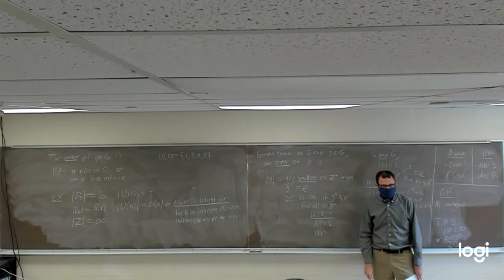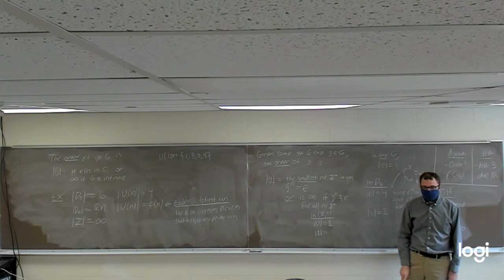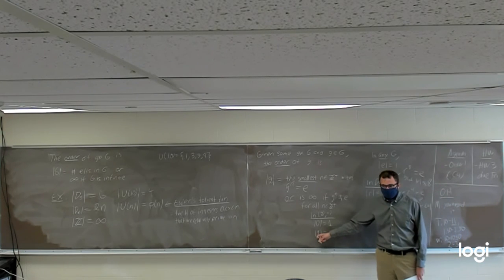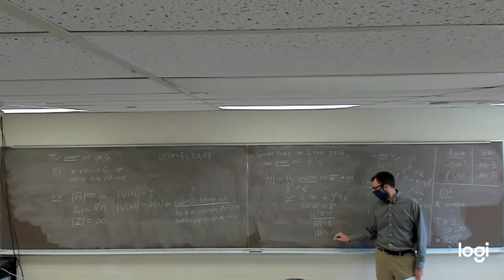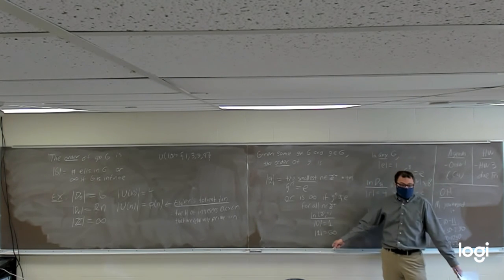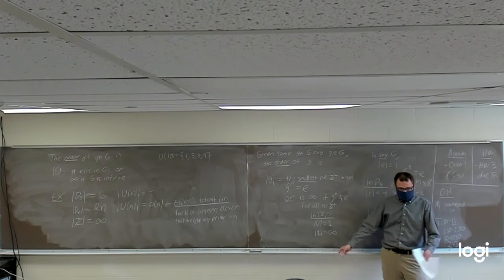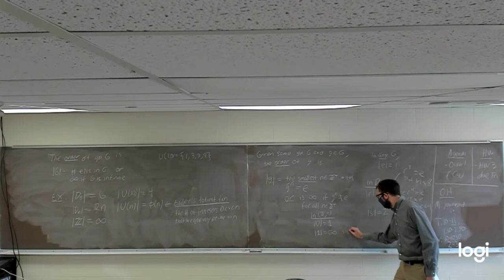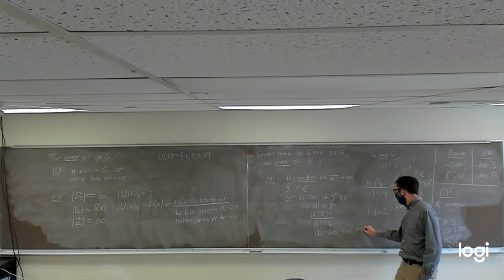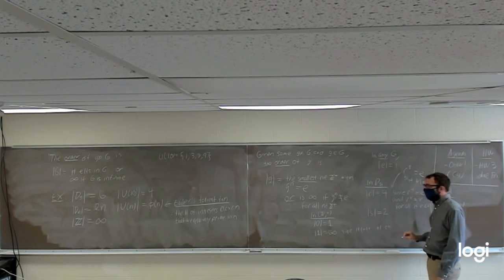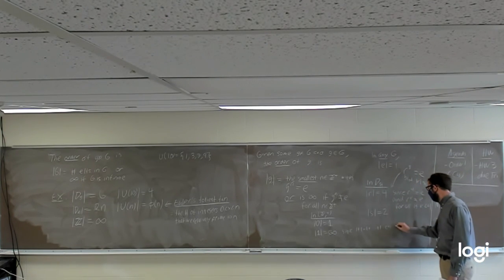What about the order of 1? Infinity? You're telling me the absolute value of 1 is infinity? Well, no, the absolute value is not infinity. But the order of 1 as an element in the group of integers is going to be infinity, since 1 plus 1 plus 1 plus 1, etc. will never give us the identity of 0.